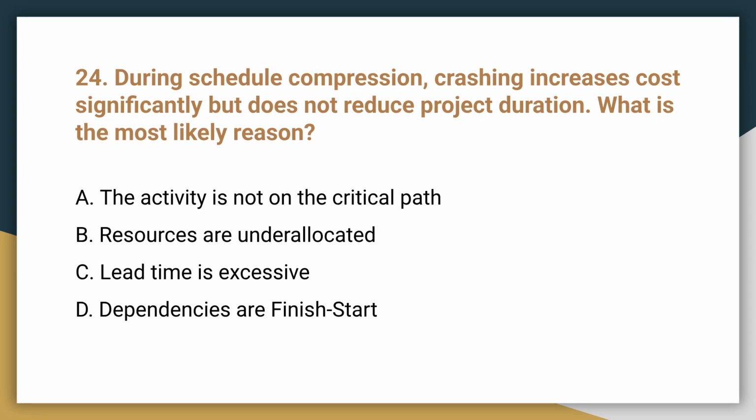Question 24. During schedule compression, crashing increases cost significantly but does not reduce project duration. What is the most likely reason? The answer is A, the activity is not on the critical path. Crashing only shortens duration if applied to critical path activities.